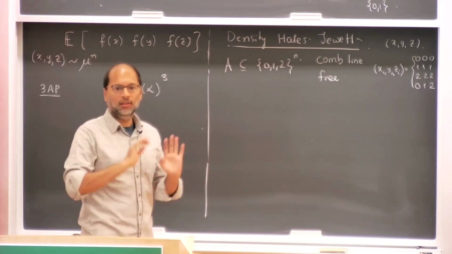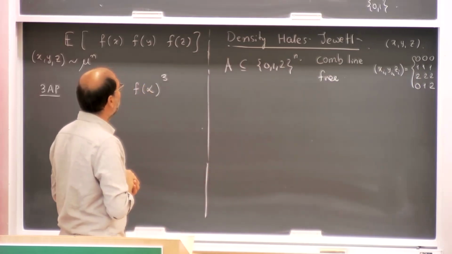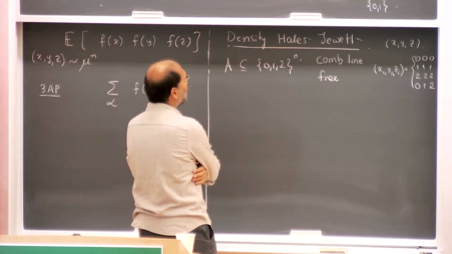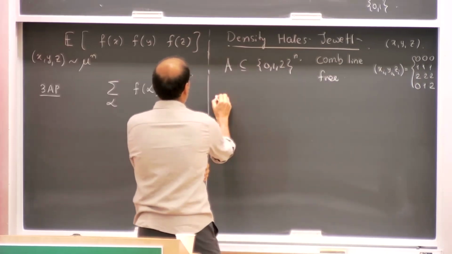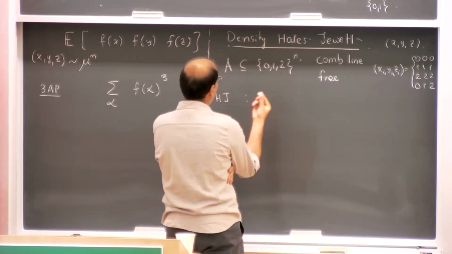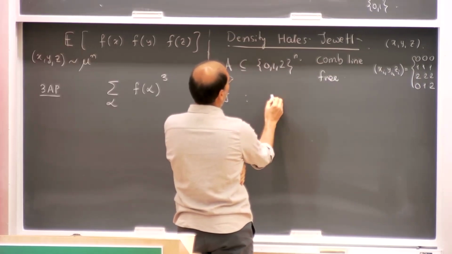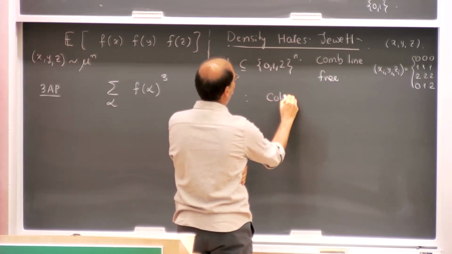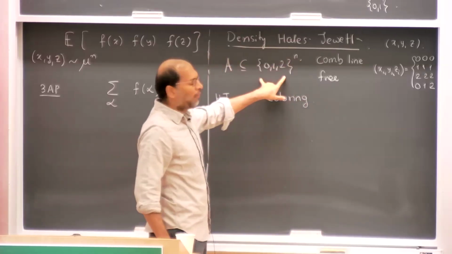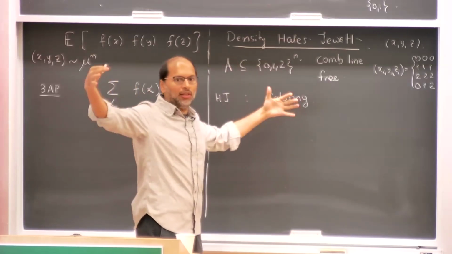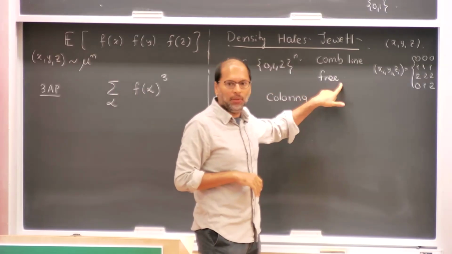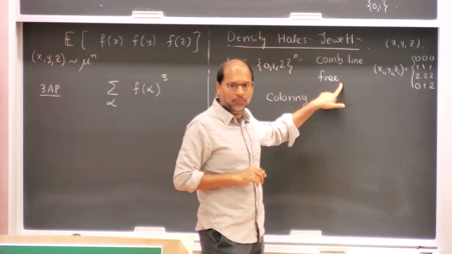Okay, this is what a combinatorial line is. And again, the same question: how large can this set be without containing a combinatorial line? So Hales and Jewett, in roughly the 70s, proved a coloring version of this problem, meaning if I color, for sufficiently large n, this space with some constant number of colors, then there is at least one color class which does contain a combinatorial line. Okay.